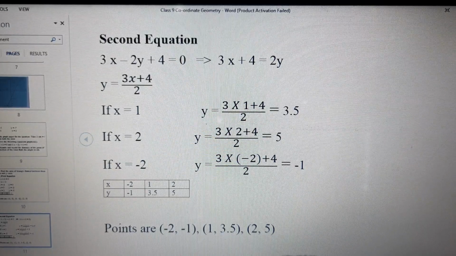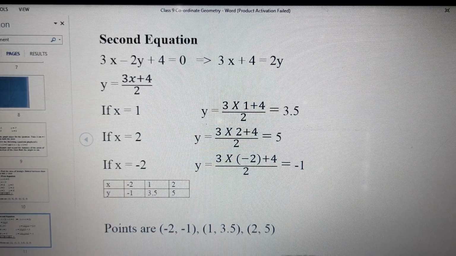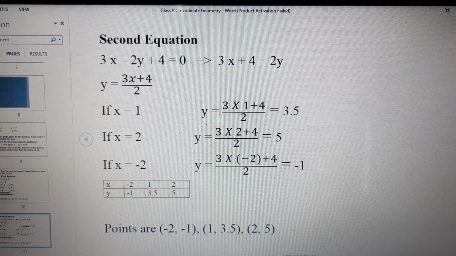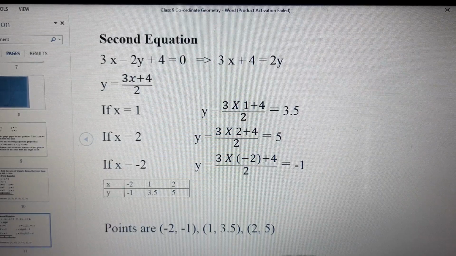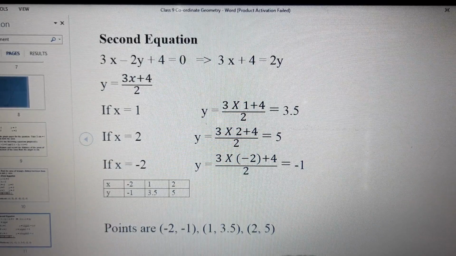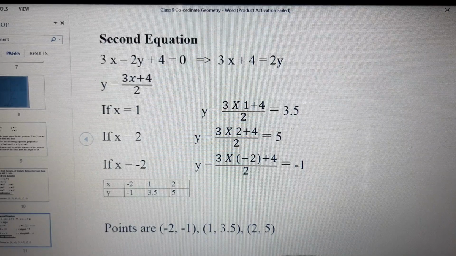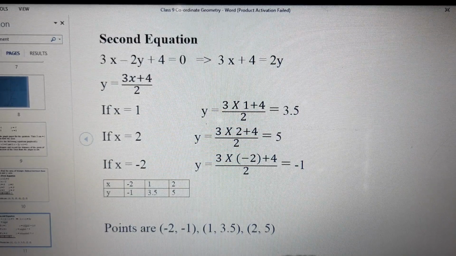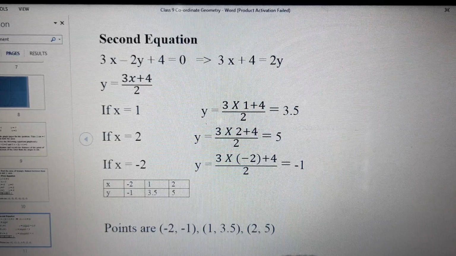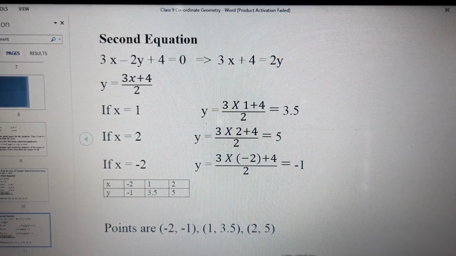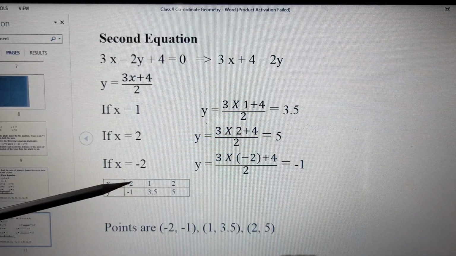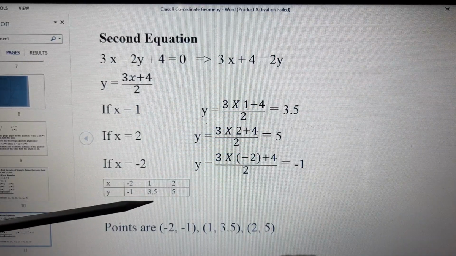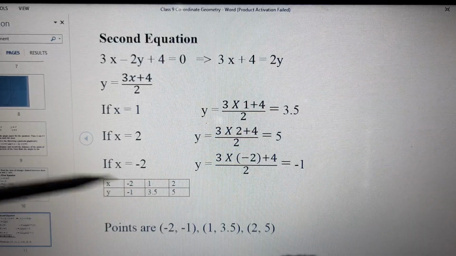If you take only 2 points on the graph paper and you want to draw the line, it will not be accurate. Fine. So to get the accuracy, minimum 3 points are supposed to be plotted on the graph paper to draw a graph of a linear equation. So now you have found the points. Points are (-2, -1), (1, 3.5) and (2, 5).